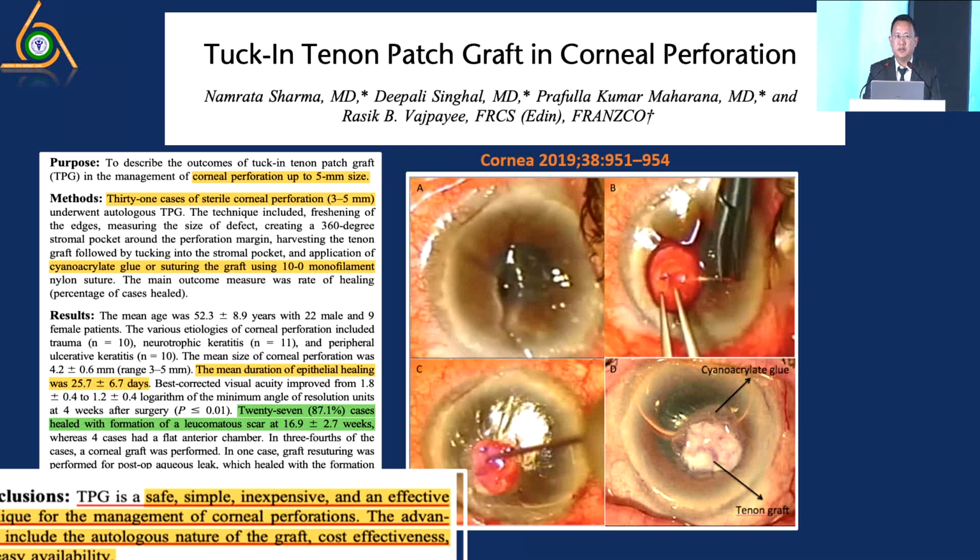Another advantage is that the tissue can be harvested and grafted. It's autologous and repeatability of the procedure can be done. And in case of acute perforation where we don't have corneal tissue with us, then in this procedure you can consider using a Tenon patch graft.